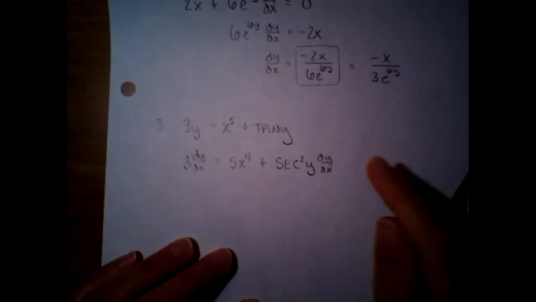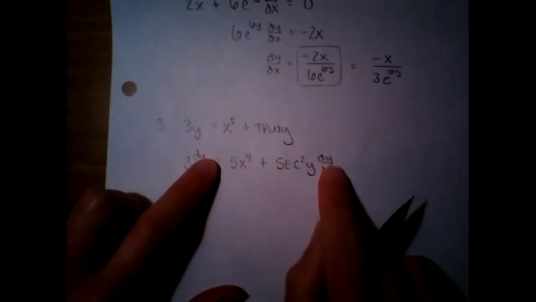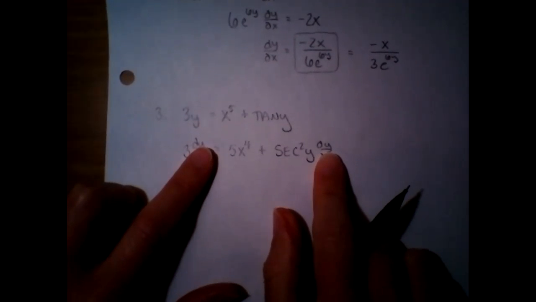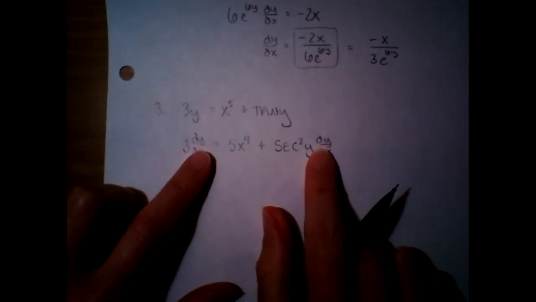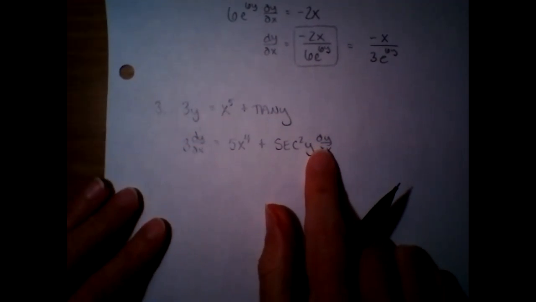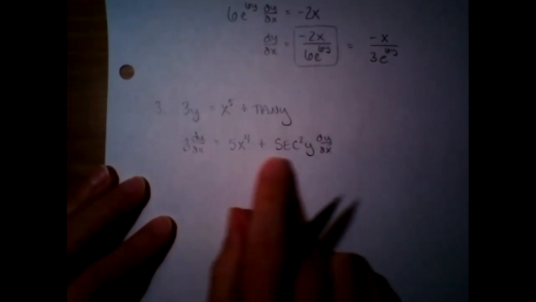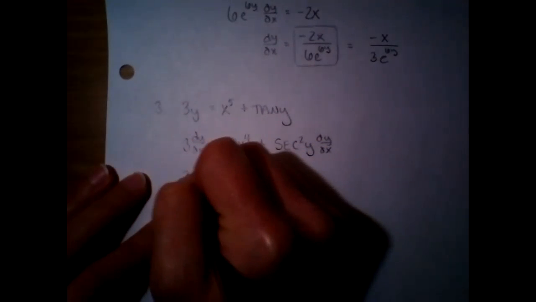Again, anytime you do a derivative of a term with a y in it, you need to put a dy/dx. So what's a little tougher about this problem is I have 2 terms that have a dy/dx in them. So I'm going to need to get them on the same side. So I'm going to subtract this over.